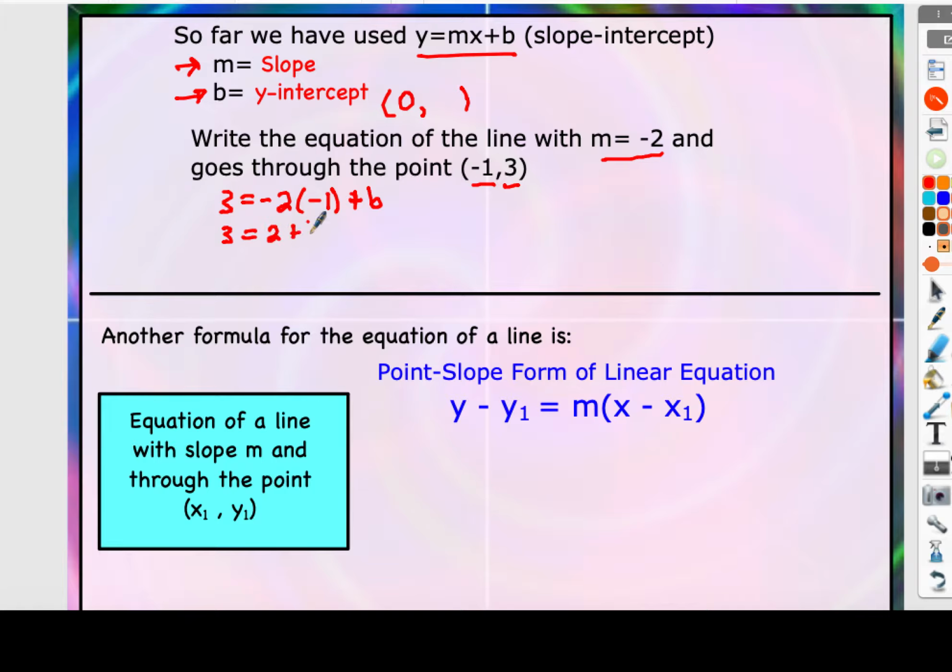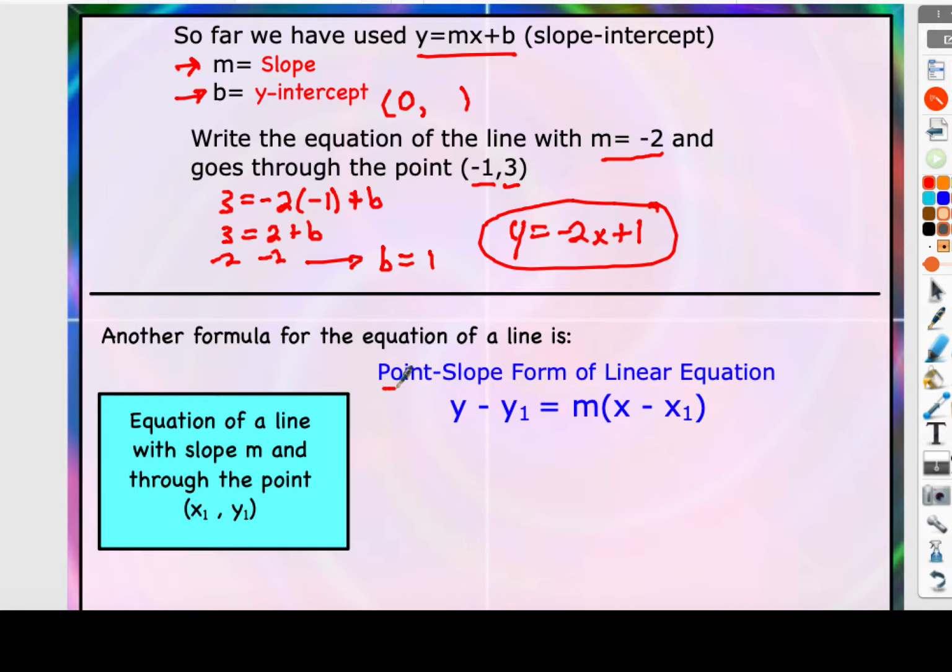We need to add on some number. If we subtract 2 from both sides, we'll find out that b equals 2 minus 2 plus b, 3 minus 2 is 1. And we would have the equation y equals -2x plus 1. Now, that's all well and good, but it's actually not the fastest way to write the equation of a line.